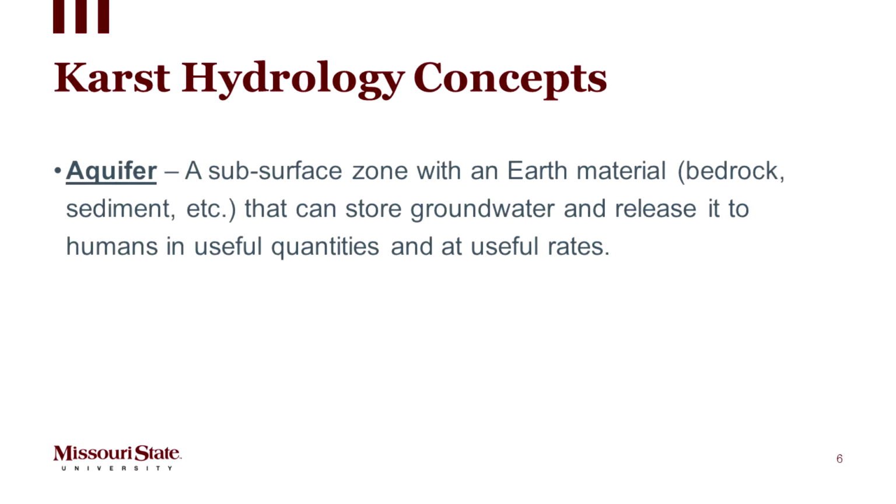A basic concept of geology and groundwater science is the idea of an aquifer. An aquifer is a subsurface zone with an earth material. That earth material could be bedrock, or it could be unconsolidated sediments, for instance gravels or sands, that can store groundwater and then release it to humans in useful quantities and at useful rates. And those last two caveats are important. What constitutes an aquifer depends upon if it's useful to humans or not in that context.